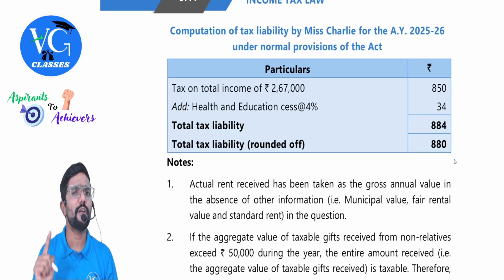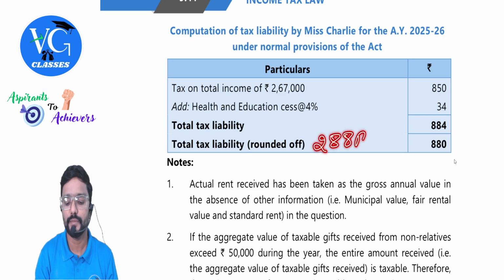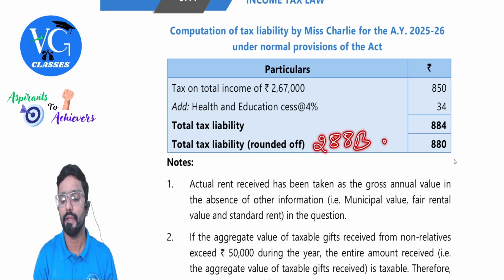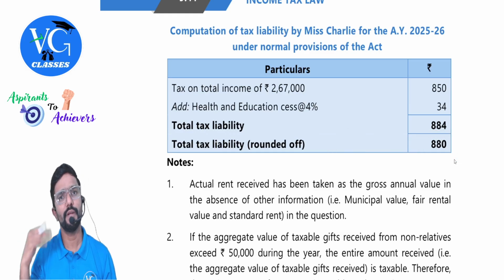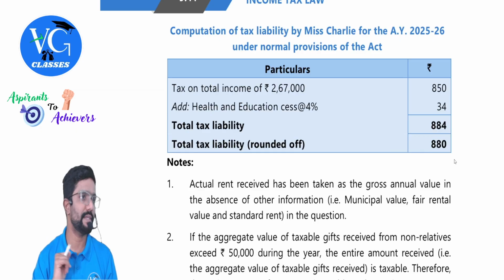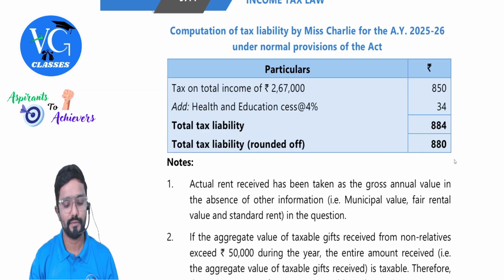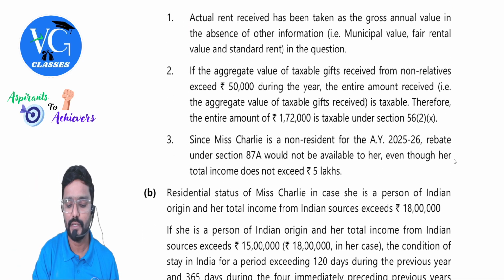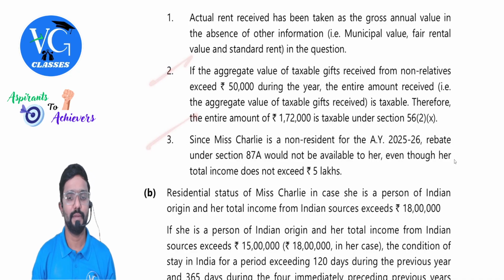Tax liability has to be rounded off to the nearest 10 rupees as per section 288B. So 880. 5 or more goes to the next 10, less than 5 goes to the previous. Got it? Yes. First note I have read. Second and third note I have already explained.